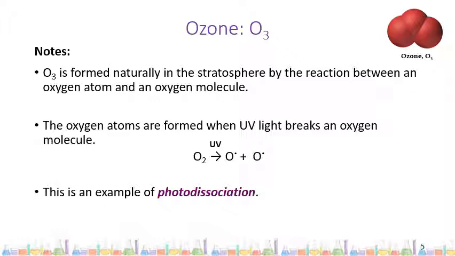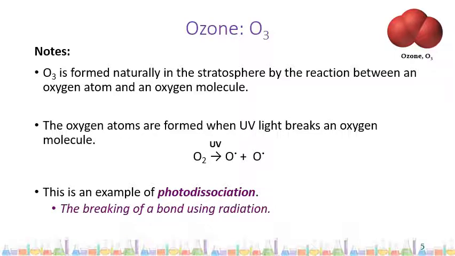This is called photodissociation. Dissociation is breaking down. Photo is anything to do with light, which can also be called radiation. So your definition for that is that photodissociation is the breaking of a bond using radiation. So you're breaking the oxygen to oxygen double bond in O2, and you're forming two oxygen atoms.